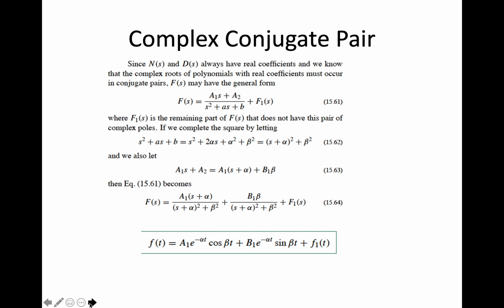So the third option is that our roots would form a complex conjugate pair. Once again, we're assuming that we have done some partial fraction expansion. So in addition to F1, which is whatever's left, we're going to have at least one term that looks like this, where this denominator cannot factor into real roots.